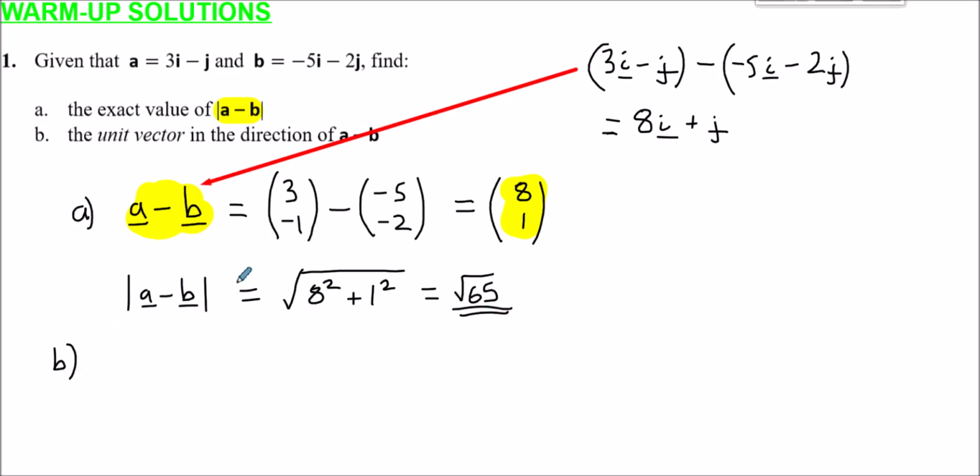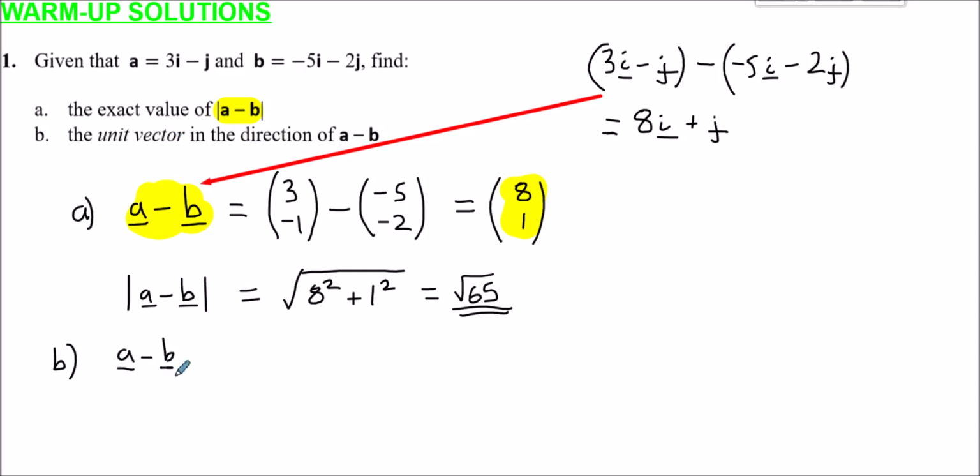Now for part B, I've got this arrow in the way slightly, so I'll just move this arrow down so you can see it. There we go. We need to find the unit vector in the direction of A minus B. So again, trying to remember from last lesson, to find a unit vector in the direction of a known vector, we just simply divide by the magnitude of the known vector. And so a unit vector in the direction of A minus B is going to be A minus B divided by the magnitude of A minus B.